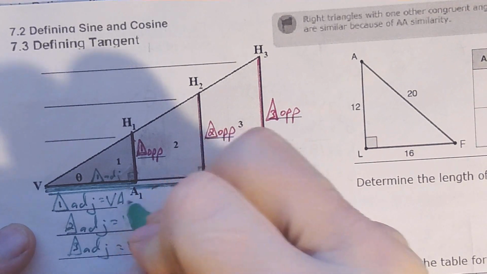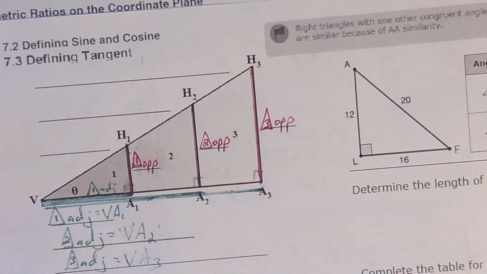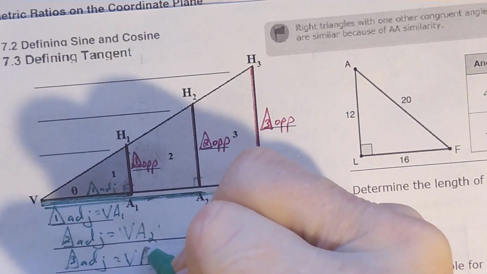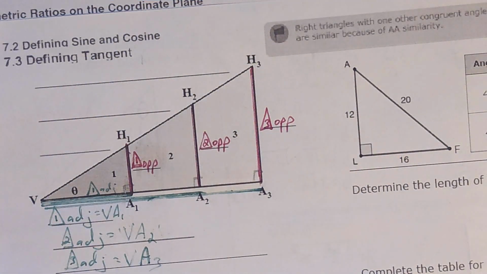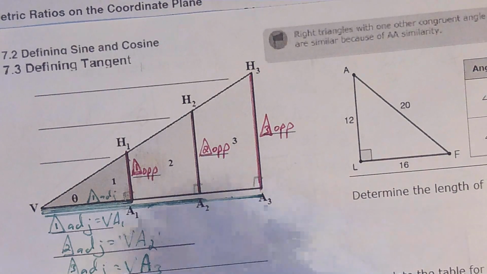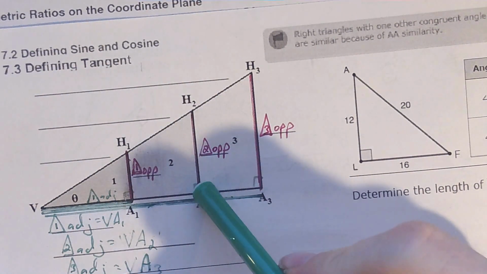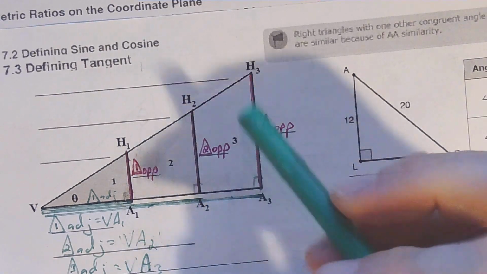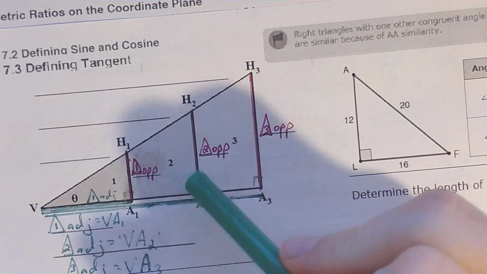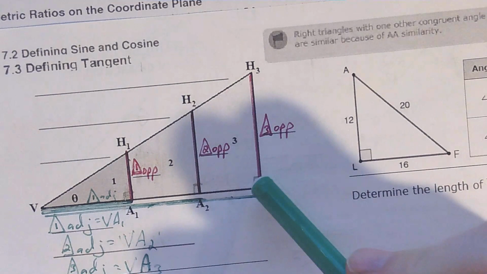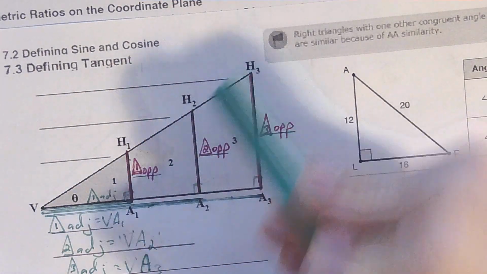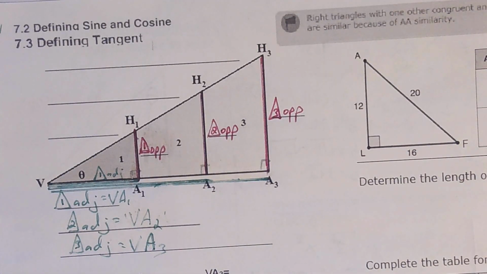V to A1. Right, so that kind of clarifies it a little bit. Just to remove any ambiguity there. And then finally, we have the line that's opposite of the right angles for each of these. This one's opposite here, this one is opposite here, this one is opposite of there. It's the entire hypotenuse of the triangle.